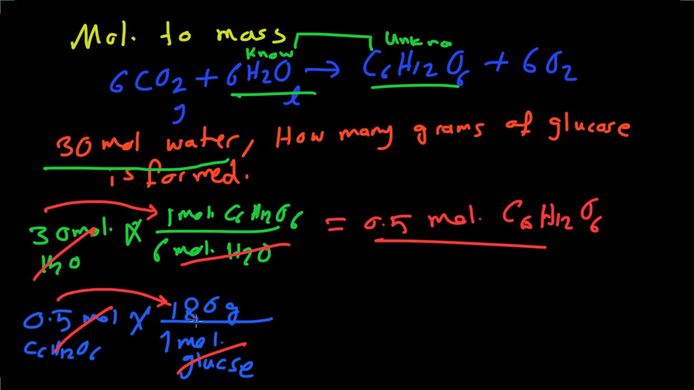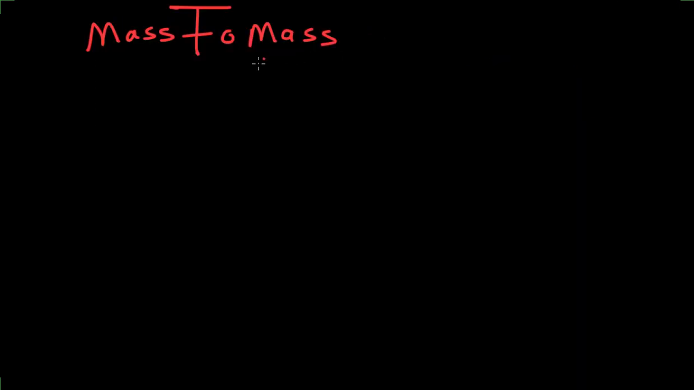So 0.5 multiplied by 180, you can say 90 gram of glucose is formed. Thank you. This is the second type of the question. The other type of the question is mass to mass. You know, mass of the reactant is given and mass of the product is unknown, or mass of the product is given, mass of reactant is unknown. First of all, you have to change mass to mole by using molar mass.